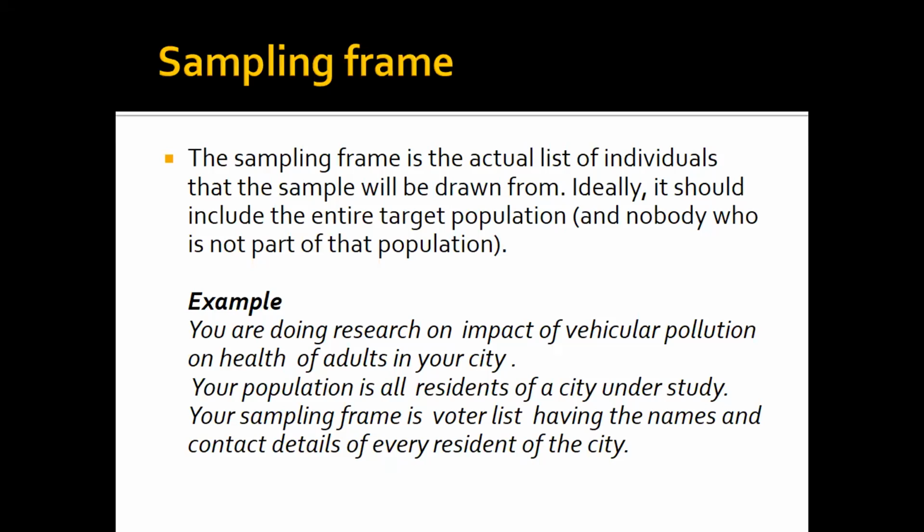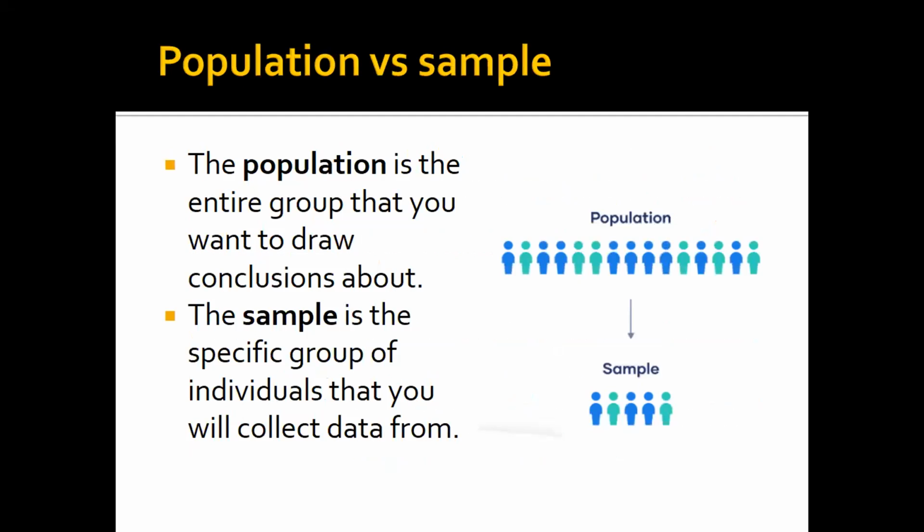So what is your sampling frame in this case? All the adults who are included in the voter list? No, your sampling frame is the voter list. All the adults are basically your population. You see, go to the previous slide. And this is the population.